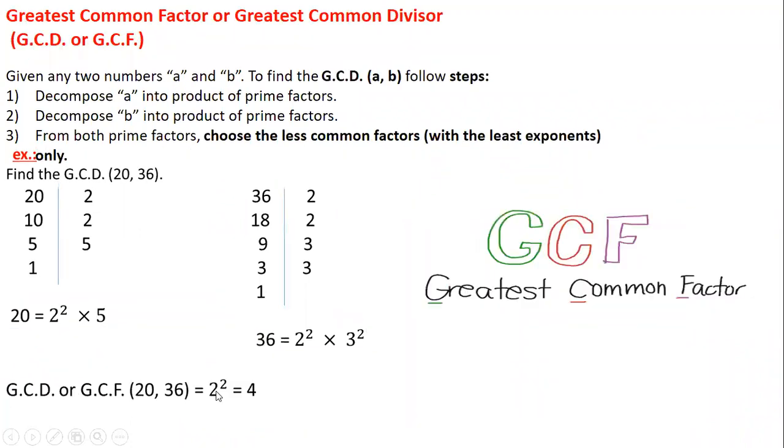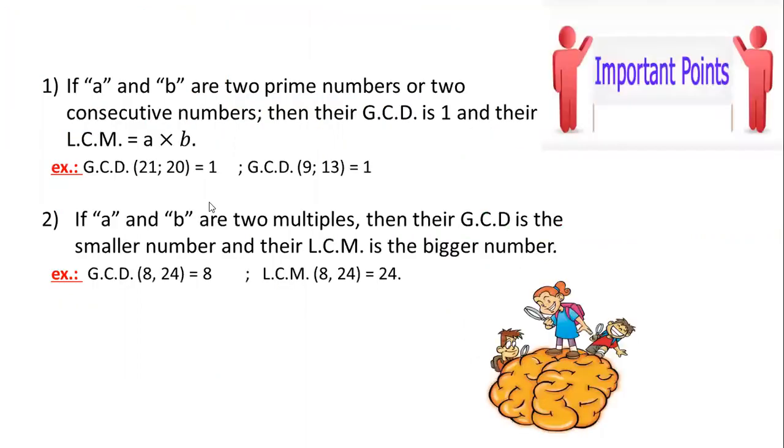How do we choose the greatest common factor or the greatest common divisor? We choose the common factors with the least exponents. I want to talk about a very important slide. This slide is very important.